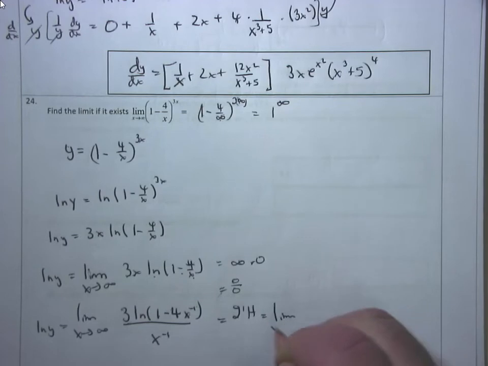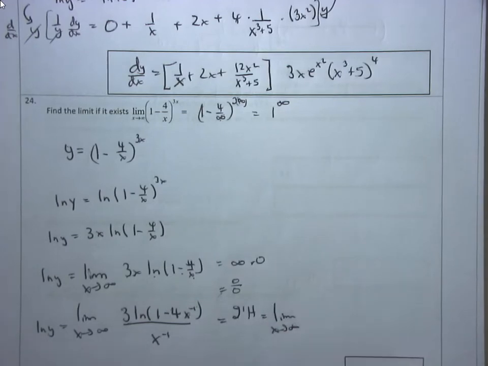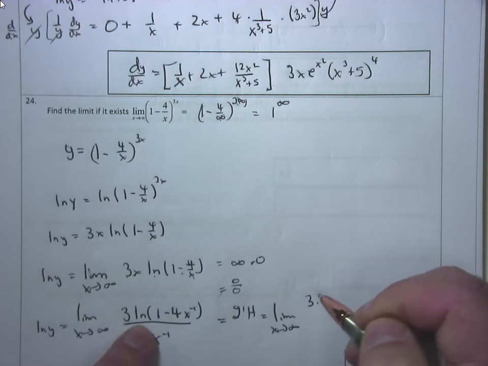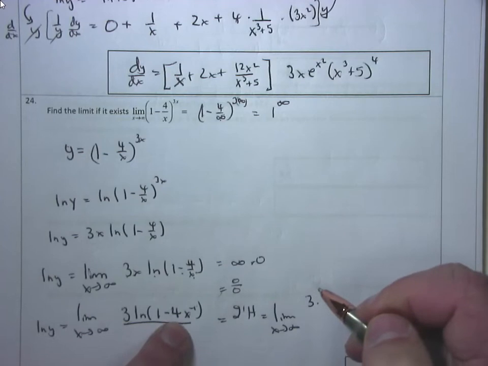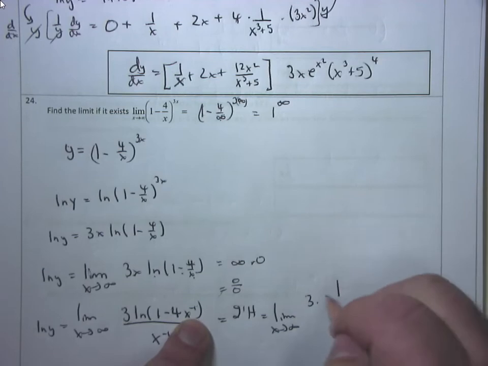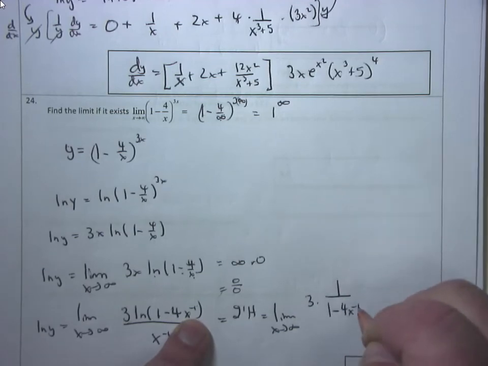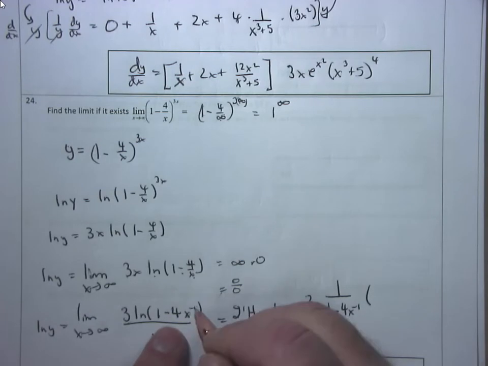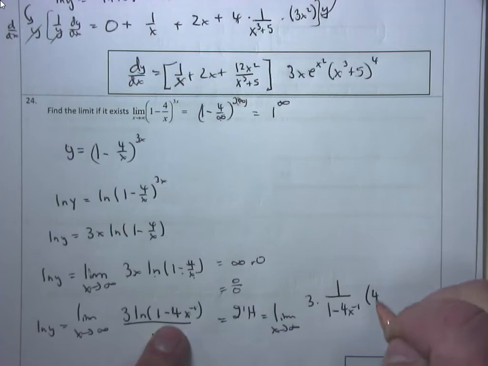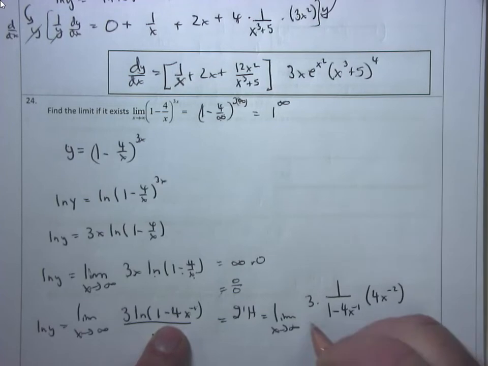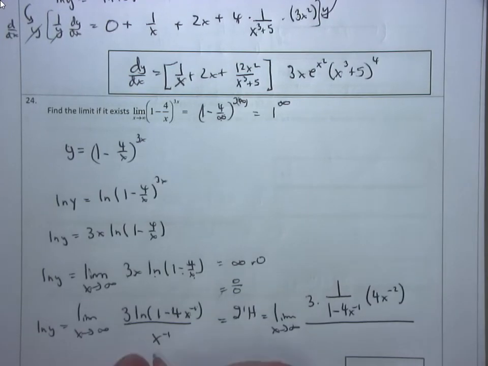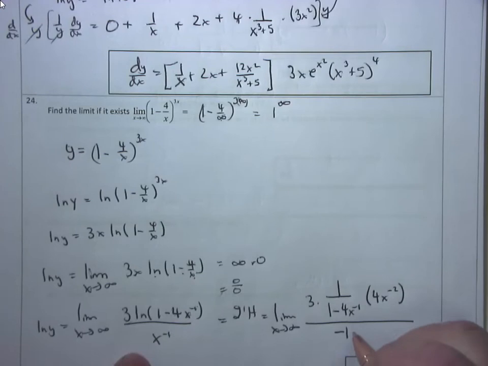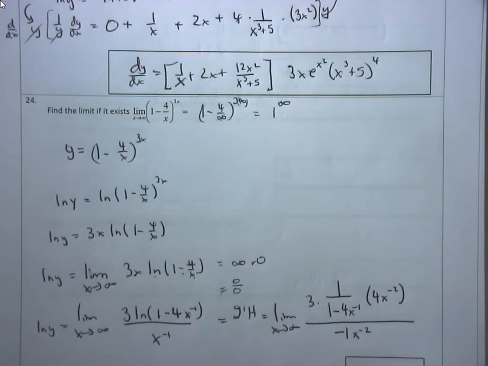So this is the limit as x approaches infinity of 3 times, what's the derivative of the natural log of (1 minus 4x to the negative 1)? Well, derivative of natural log of a function is 1 over the function, 1 over (1 minus 4x to the negative 1), times the derivative of the inside, which will be negative 1 times negative 4 is 4x to the negative 2, divided by, what's the derivative of x to the negative 1? Negative 1 x to the negative 2.